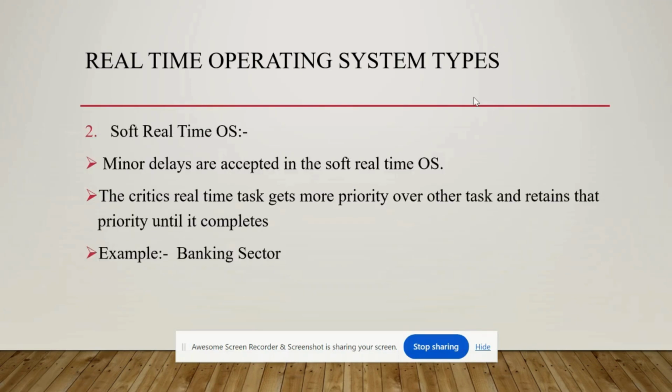Now coming to the second one, that is soft real-time operating system. Minor delays are accepted in the soft real-time operating system. The critical real-time task gets more priority over the other tasks and retains that priority until it completes. Example, in the banking sector.